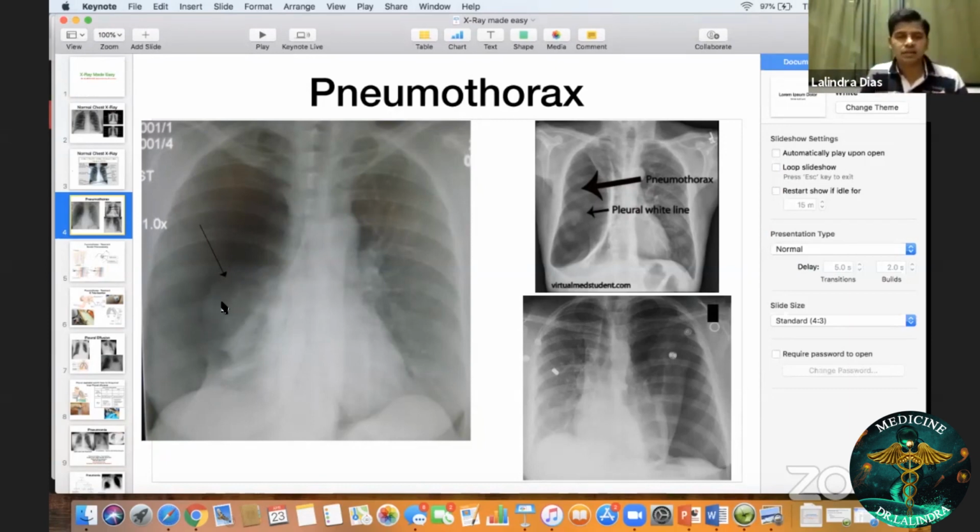So this is the lung. You can see the lung markings only up to this level. So this is the huge pneumothorax in this patient. It's a huge right-sided pneumothorax.